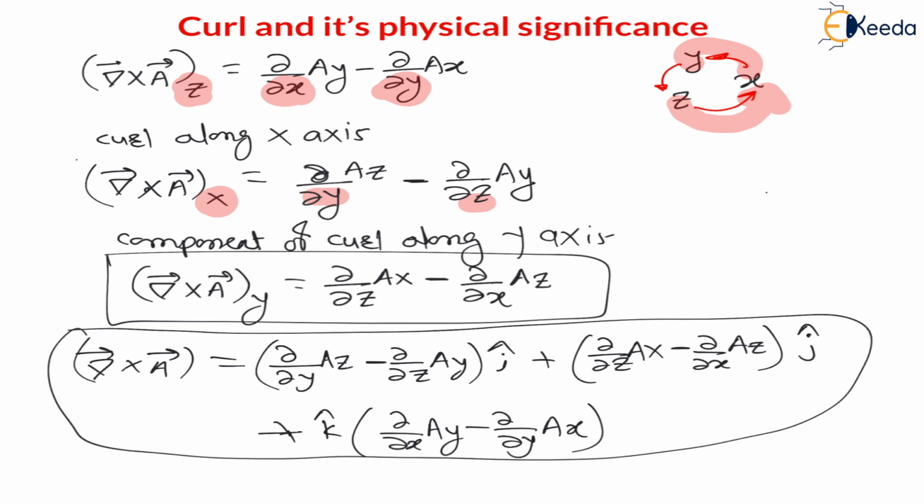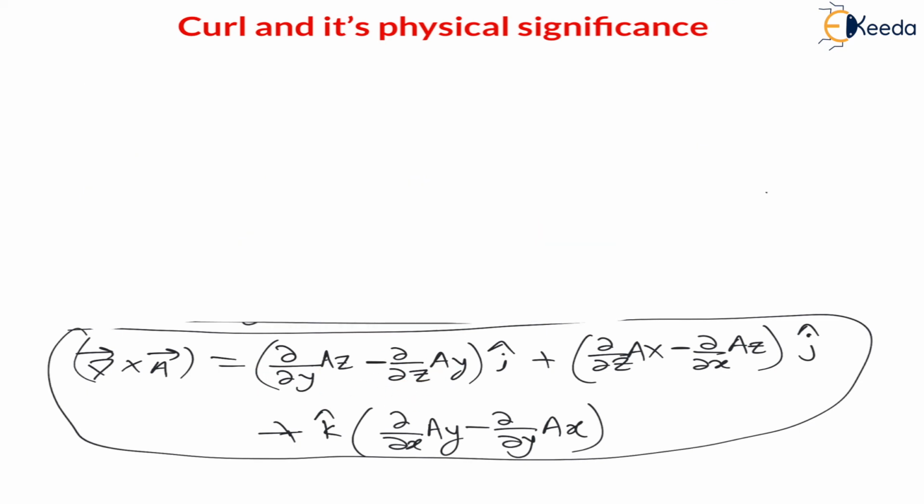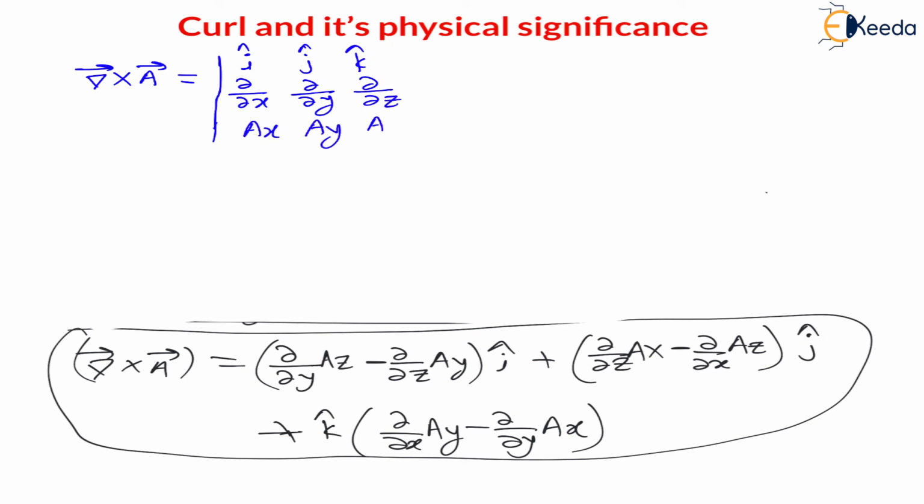So the same curl, at the start of the lecture we have seen in determinant format. So try to write it down in determinant format. So my dear students, this curl in determinant format, del cross A is nothing but the determinant of i, j, k, then dou x, dou y, dou z, then here ax, ay, az. This is how we have written.